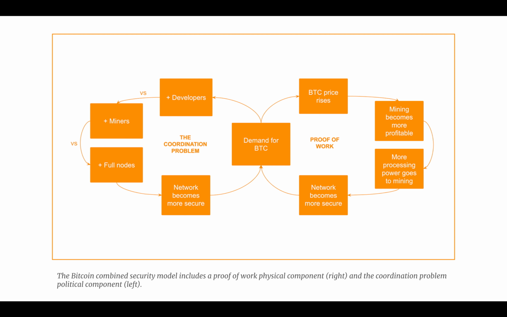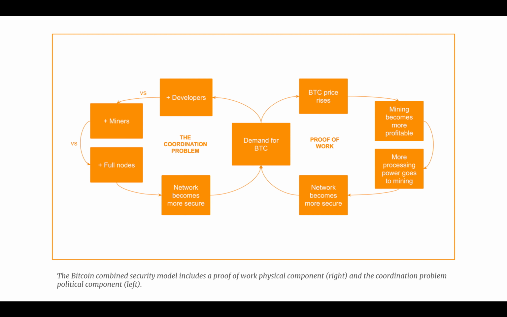The model is combined because it addresses the security of the operating network by using proof of work as a physical component, and the security of the social layer by using the coordination problem as a political component. In other words, proof of work makes it very costly to attack the system computationally, and the coordination problem makes it very costly to attack the system socially.